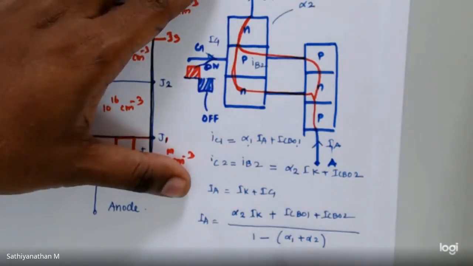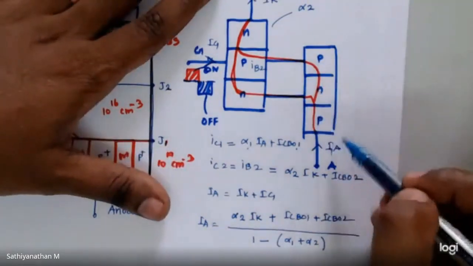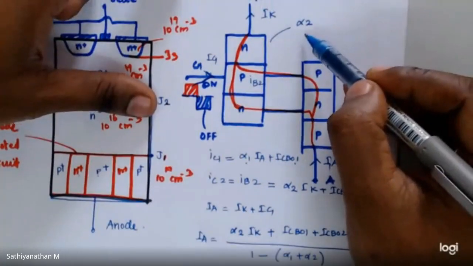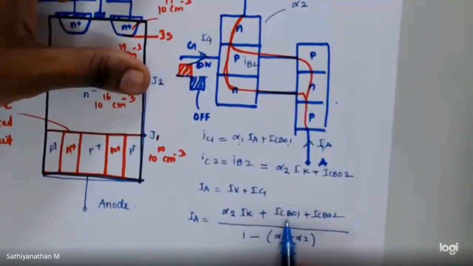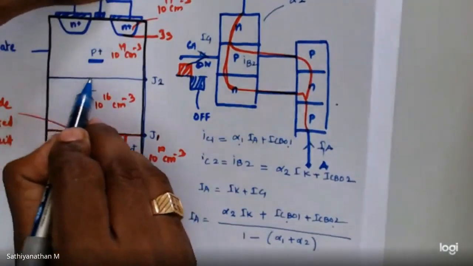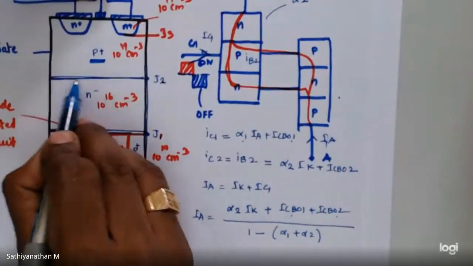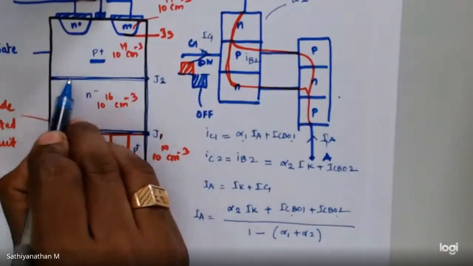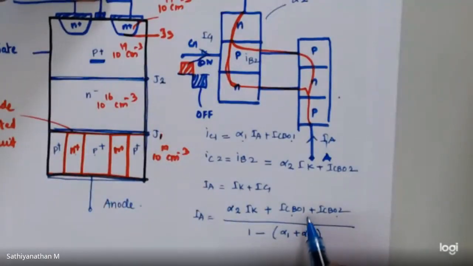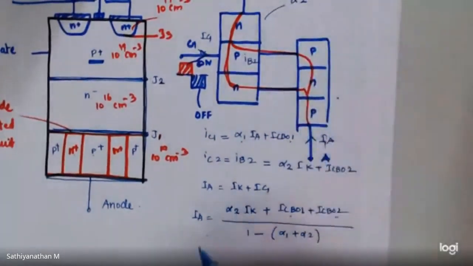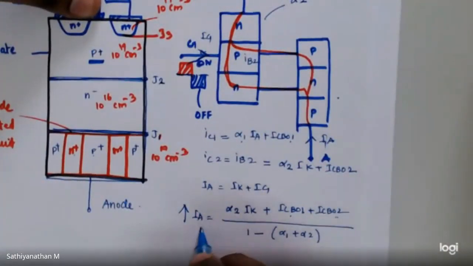So alpha 1 is the current gain of the first transistor, the PNP transistor, alpha 2 is the current gain of the NPN transistor, and IC naught B1, IC naught B2 is the leakage current at these two junctions, J1 and J2. So J1 and J2 have leakage currents of IC B01 and IC B02. These are all the factors that will decide the maximum current flow, the turn on process of the device or the turn off process of the device.